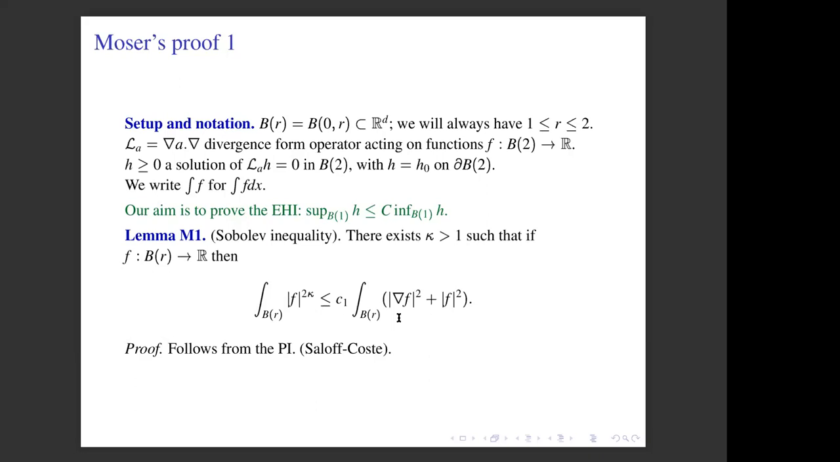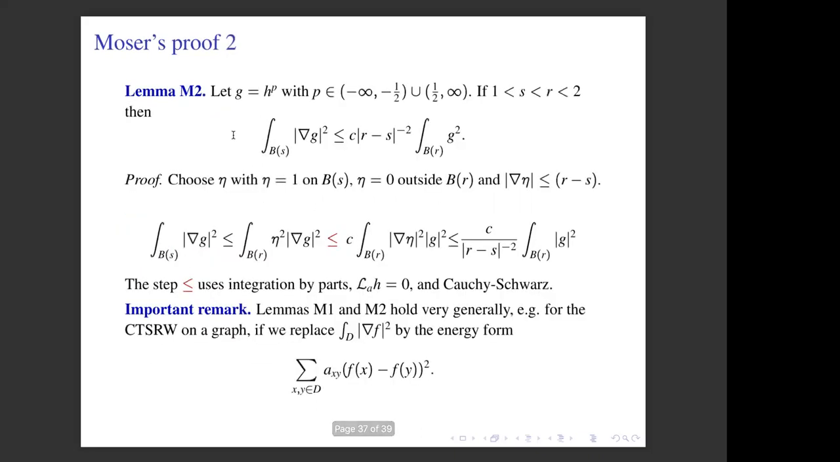And of course, for general functions, that's completely hopeless because we can find functions which are extremely rough and oscillatory, for which the integral of the gradient is huge and the integral of f is not huge. But if we're looking at harmonic functions or powers of harmonic functions, things are different. And so Moser's lemma M2 says that supposing we take a harmonic function h, we raise it to some power p, with p outside the region -1/2 to 1/2. So p could be positive or negative.